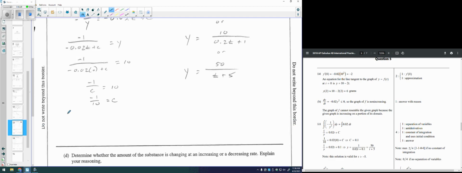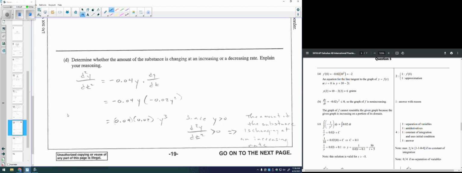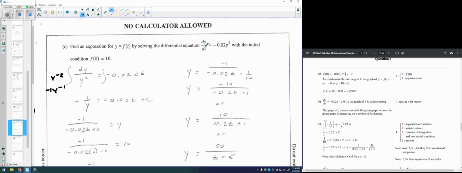Okay, question D. Determine whether the amount of substance is changing at an increasing or decreasing rate. So we want to find the derivative of the derivative. Is the rate changing? How is the rate of the amount of substance changing? Is it increasing or decreasing? So I have to look at the second derivative. I go back to my function. There's my derivative equation.